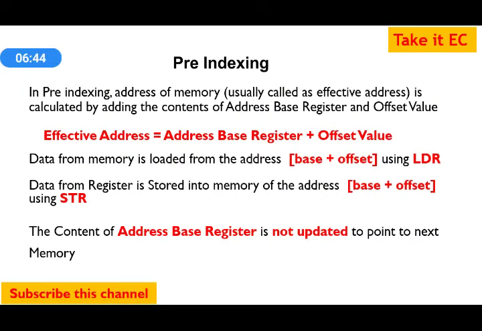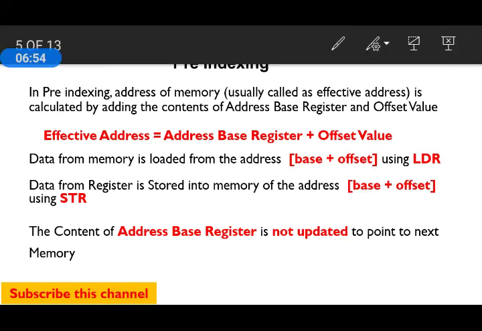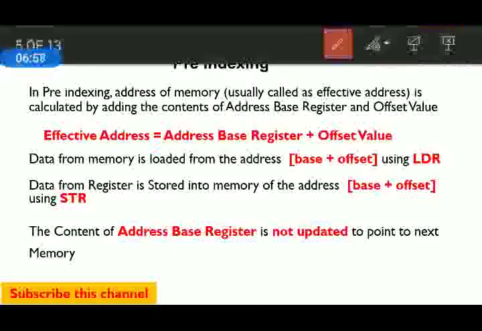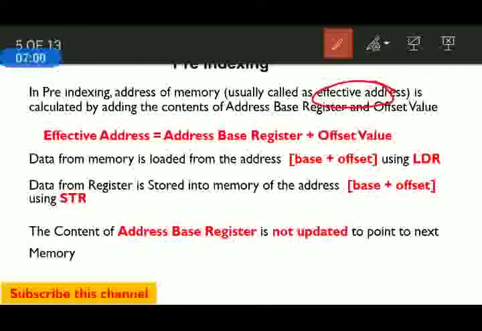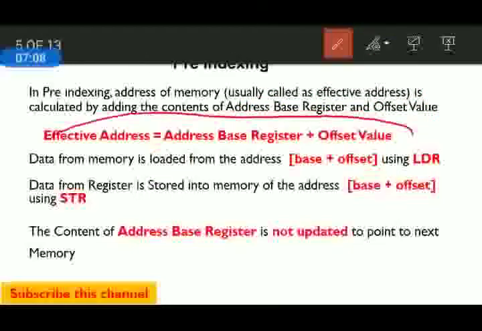Now let us take the pre-indexing method in the addressing mode of the LDR and STR instructions. In pre-indexing, the address of memory, usually called the effective address, is calculated by adding the contents of the address base register and the offset value. That is, effective address is address base register content plus offset value.